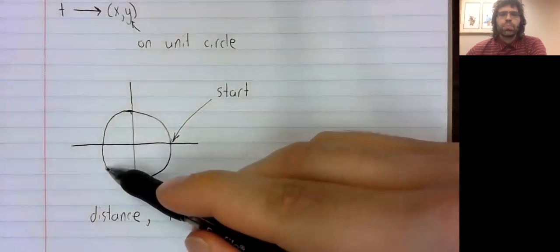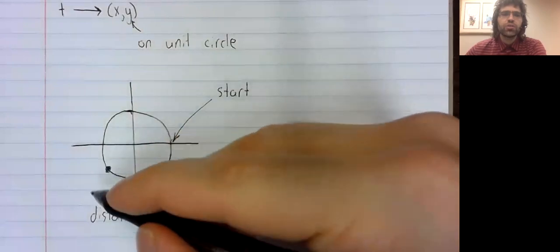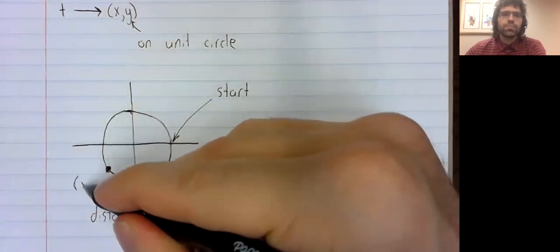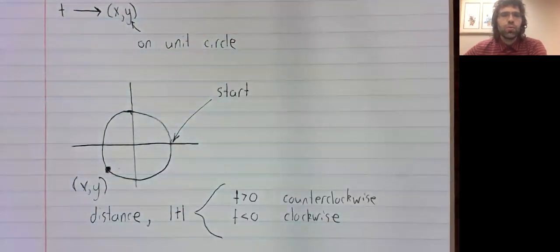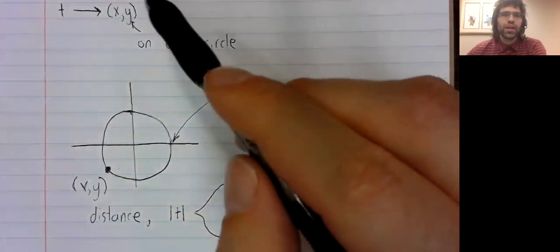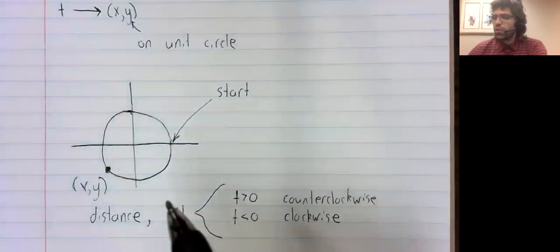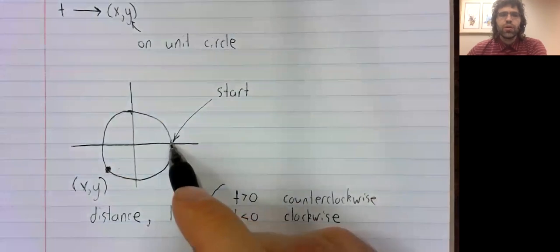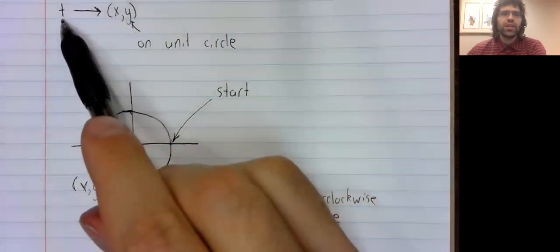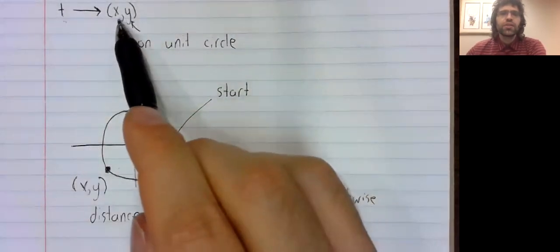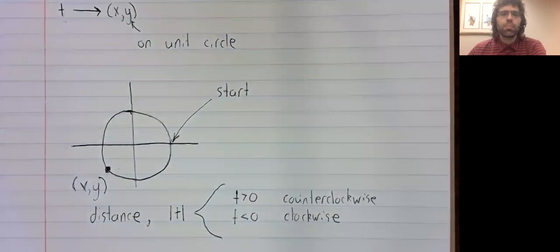And we wind up somewhere on the unit circle. This point on the unit circle has an x coordinate and a y coordinate. And that's this point here. So start at this point, walk either clockwise or counterclockwise, this many units, then look at the x and y coordinate of wherever you stop.